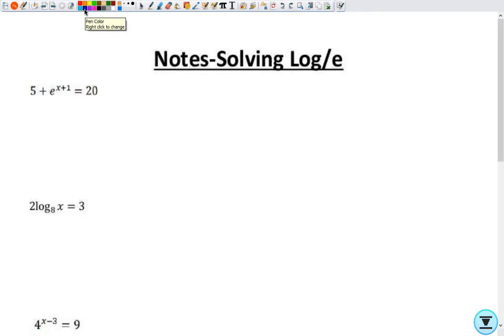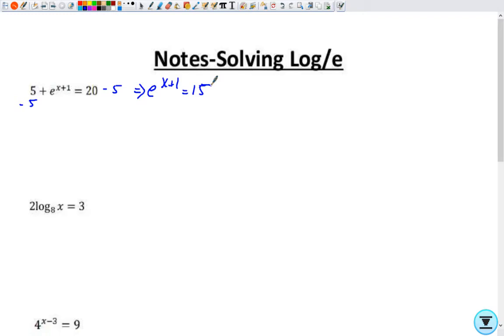So when we say solving, what are we doing? Well, when we're finding solutions or zeros or roots, basically solving for x means we're isolating x, trying to get x by itself. In this first one, I've got 5 plus e to the x plus 1 equals 20. So first thing I do is get this x by itself. I'm going to subtract 5 on both sides, and I'm going to get e to the x plus 1 equals 15.